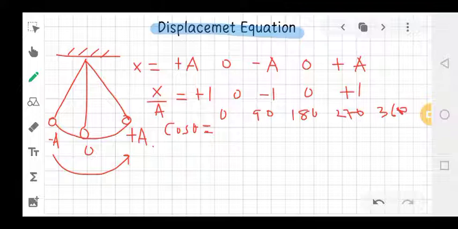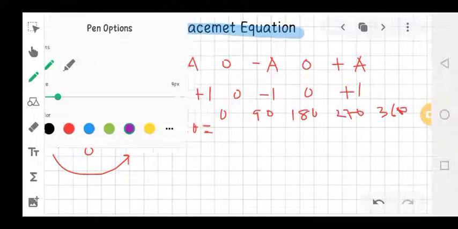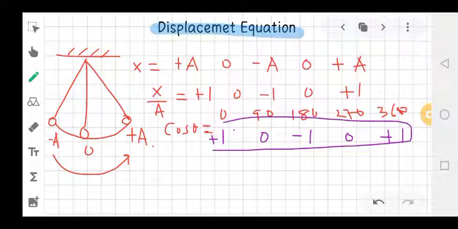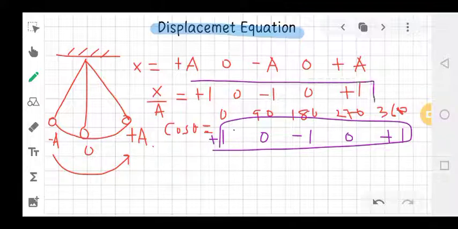360, that's 360. Cos 0 is 1, that's plus 1. Cos 90 is 0. Cos 180 is minus 1. Cos 270 is 0. Cos 360 is plus 1. You see that cosine has the same pattern as the pattern that we got here. So instead of writing plus 1, 0, minus 1, we can say it is simply what?